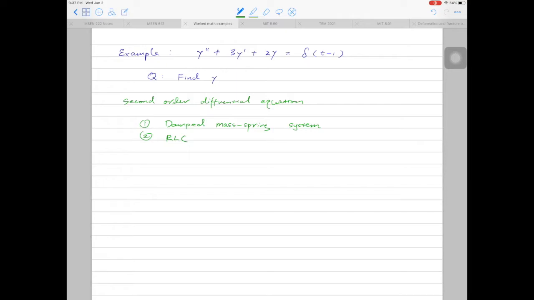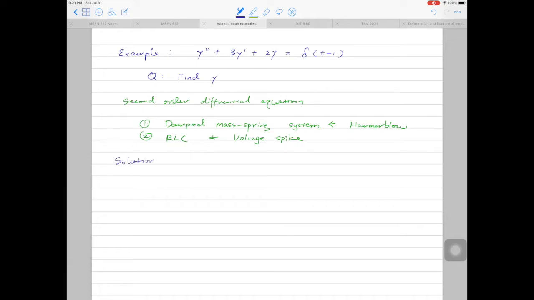On the right-hand side of the equation in the question is a delta function. It represents a hammer blow on the mass in the mass spring system or a voltage spike in the RLC circuit. The t minus 1 in the Dirac delta function means that the action, either the hammer blow or the voltage spike, happens at time equals 1.